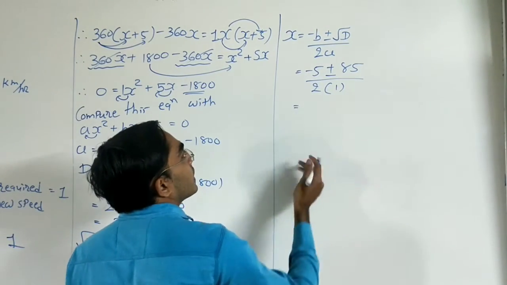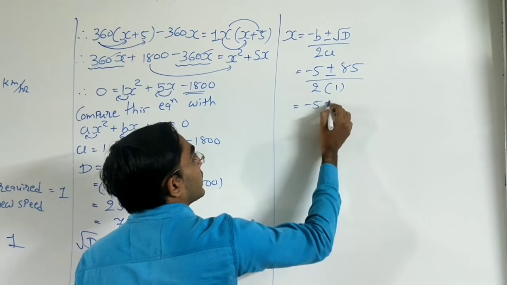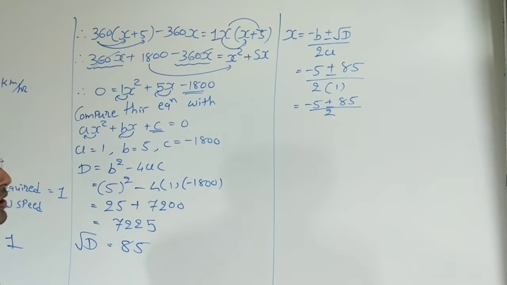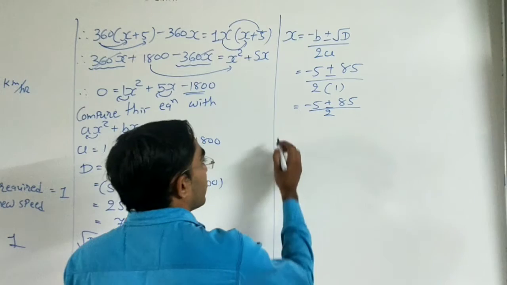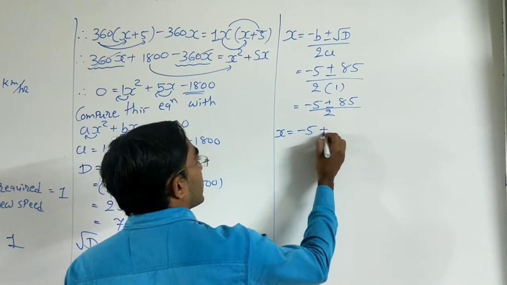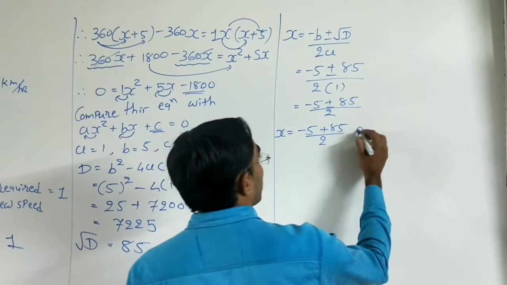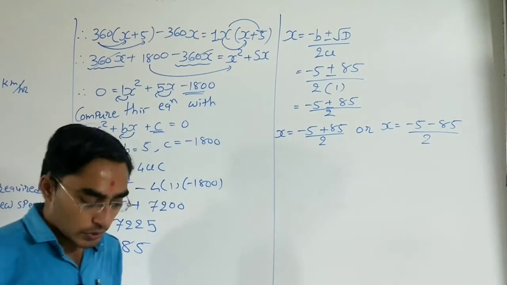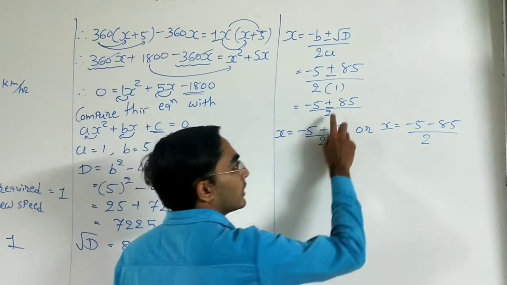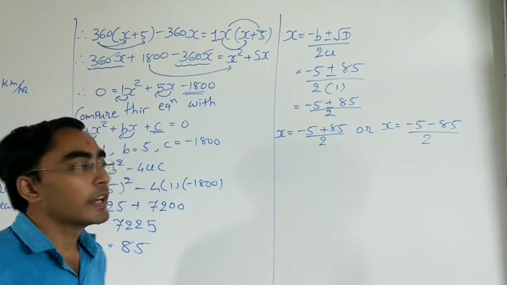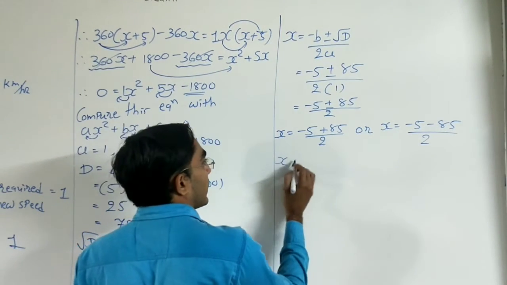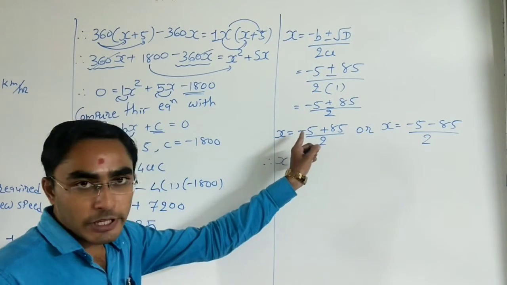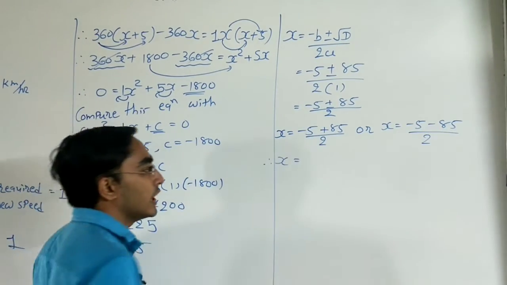Okay, so minus 5 plus or minus 85 divided by 2 ones are 2. Now we can find our two answers. Minus 5 plus 85 divided by 2. Otherwise, minus 5 minus 85 divided by 2. One time we need to consider the plus sign, one time we need to consider the negative sign. Okay. Now x is equal to 85 minus 5, plus minus minus 85 minus 5.